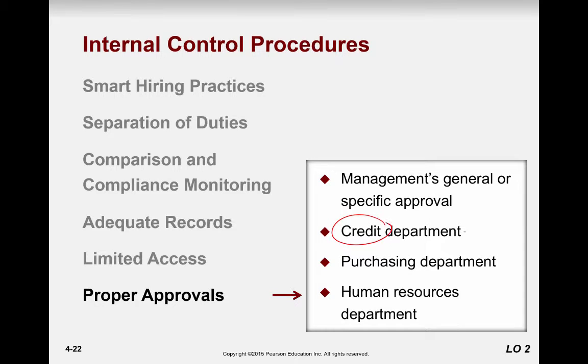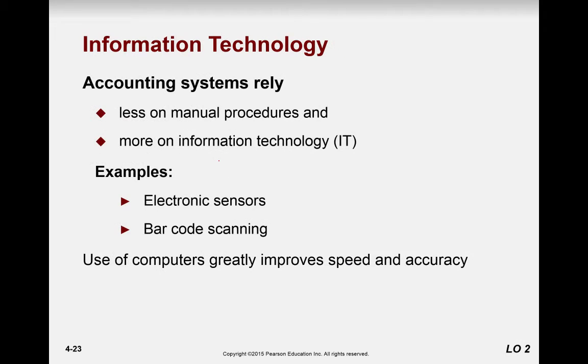A credit department, this is usually done in accounts receivable, right? So you have a customer and maybe you granted a customer $100,000 worth of credit. So did they actually go ahead and get that done? Can the customer pay for it? A purchasing department, this would be mostly for POs. HR, are they hiring employees and hiring them at the correct salary?